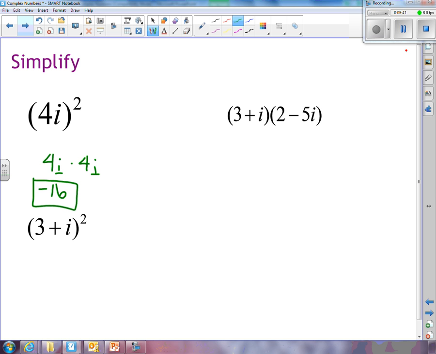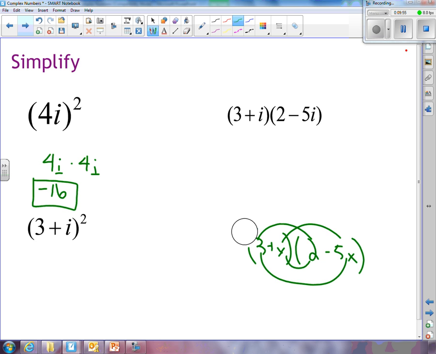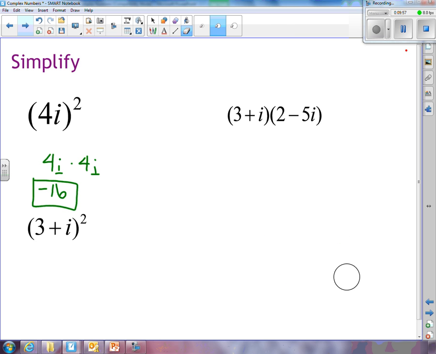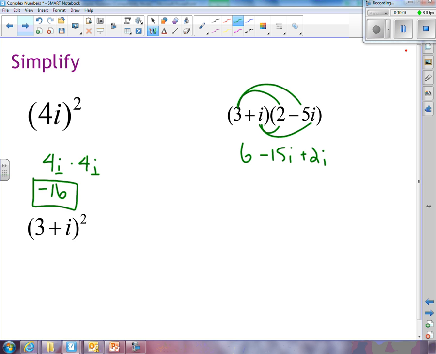Now, let's talk about this one. Here, I have these 2 complex numbers multiplied together. So just like I would have to do if I had 3 plus x and 2 minus 5x, I would have to FOIL this out. I'm going to do that same process now with the foiling of these complex numbers. So here, 3 times 2 is 6. 3 times negative 5i is negative 15i. i times 2 is 2i. And i times negative 5i is negative 5i squared.